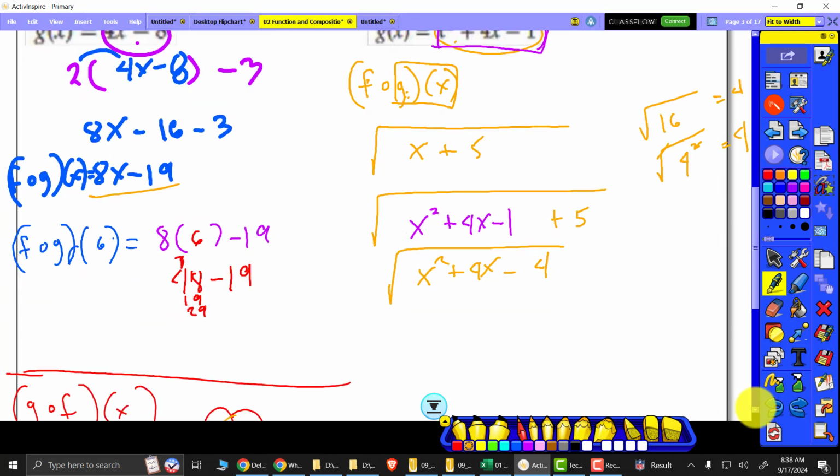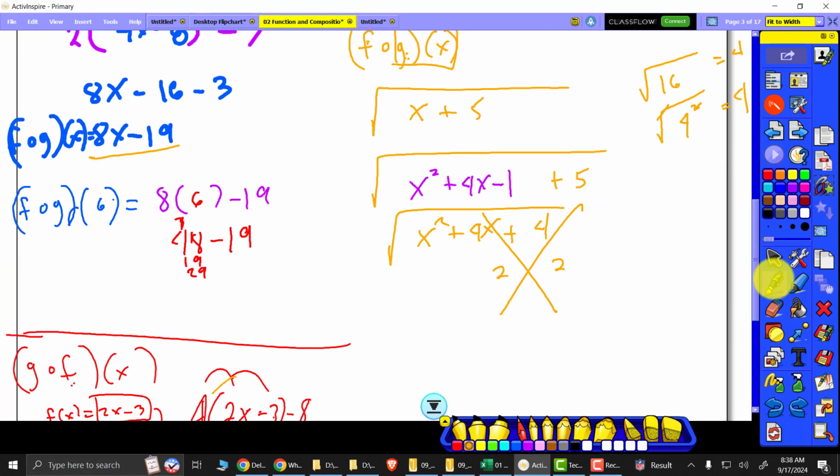So what we're talking about, if you factor this, what are the factors of 4 whose sum should be positive 4? 2 and 2. Good. Now we'll be able to factor this one as x plus 2 times x plus 2.